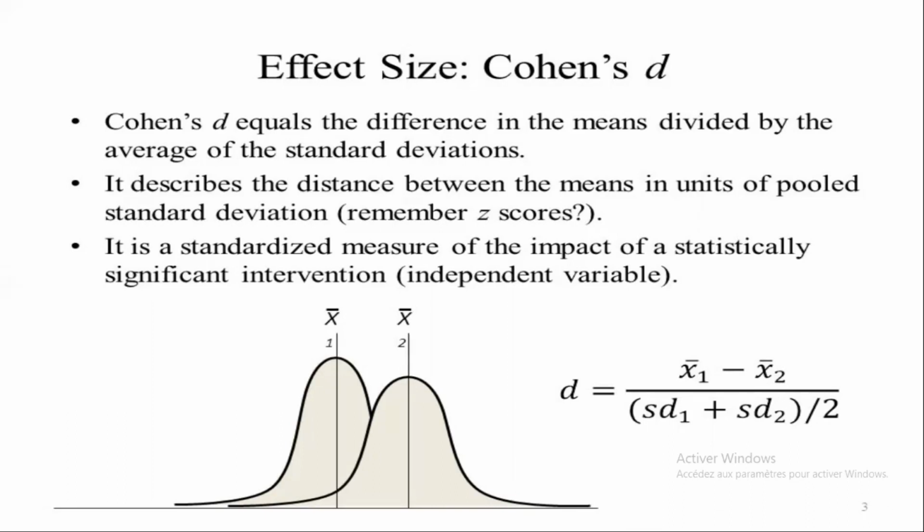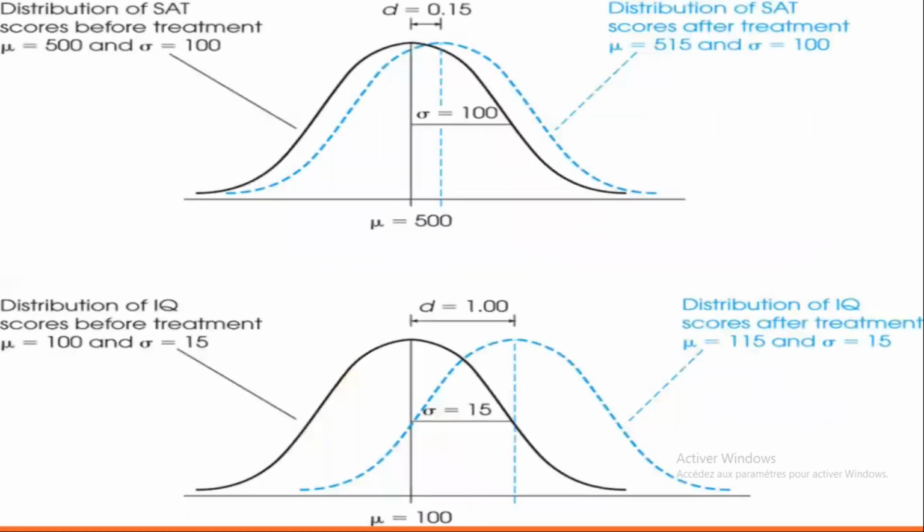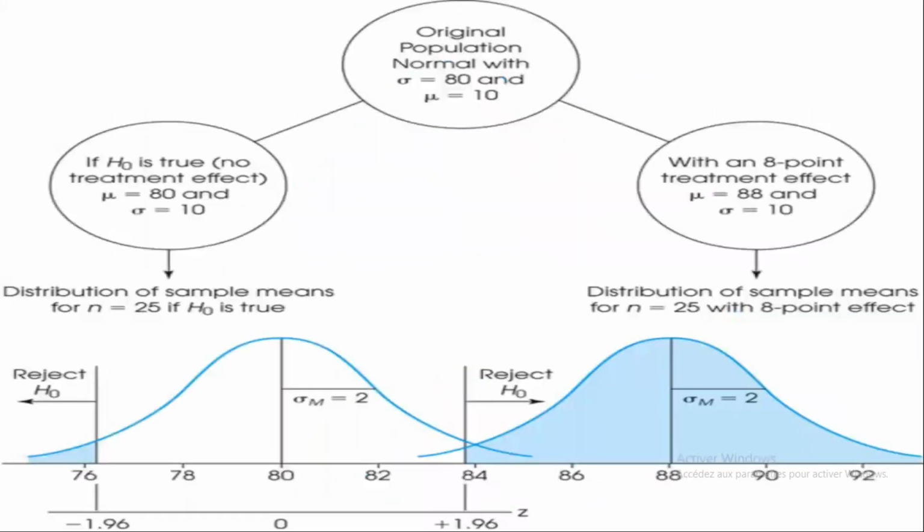Power of a hypothesis test. The power of a hypothesis test is defined as the probability that the test will reject the null hypothesis when the treatment does have an effect. The power of a test depends on a variety of factors including the size of the treatment effect and the size of the sample.